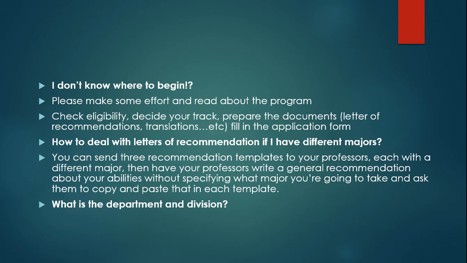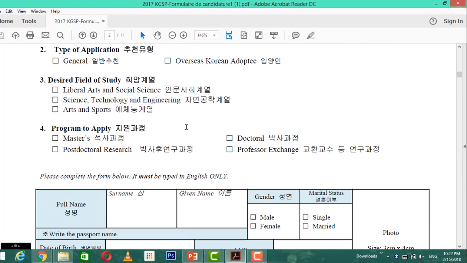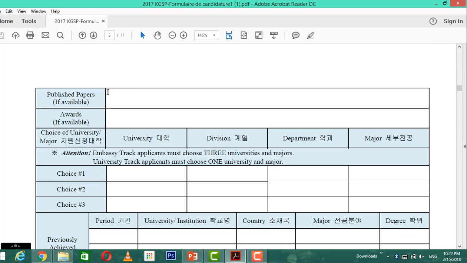Next, what is the department and division in the application form? So the question is asking about this, division and department. So for the division is right here. If you pay attention, the desired field of study, this is basically the division. If you think that your division is not here, you can check it online. You can check your major online, and then they will tell you which division it belongs to. Then for the department, here you'll have to go to the university you're applying to, the major you want to study, and then check that major, which department it belongs to, and then write it here. I hope that was clear.